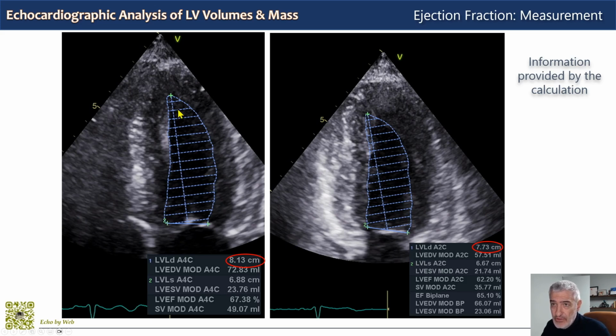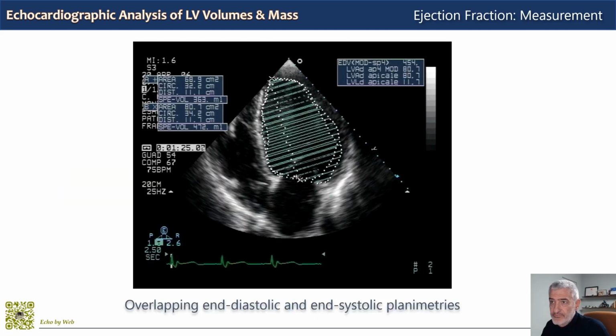So be careful not to obtain a shorter long axis in the 4-chamber compared to the 2-chamber view. If there is a difference of more than 5 millimeters, you should obtain another planimetry. You will find a detailed discussion of the problem of the geometry of the ventricle and the foreshortening in the 4-chamber view in the talk on this channel dedicated to volumes and mass that I just talked about.